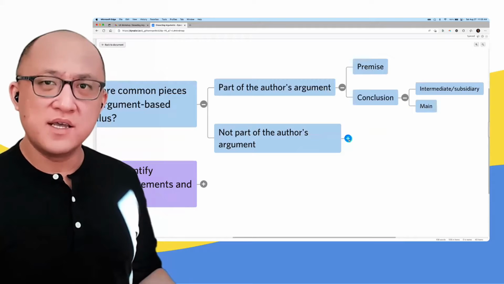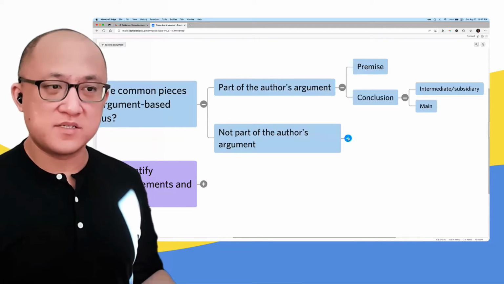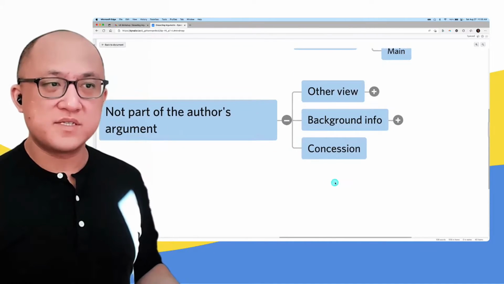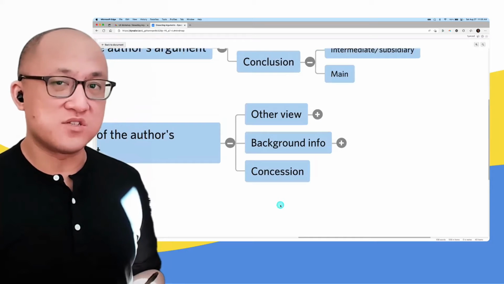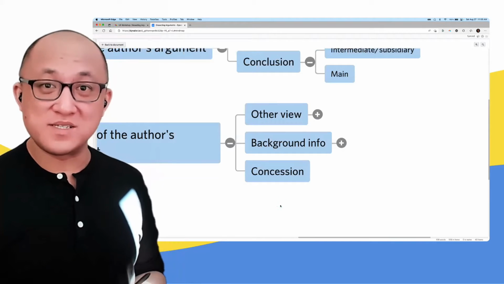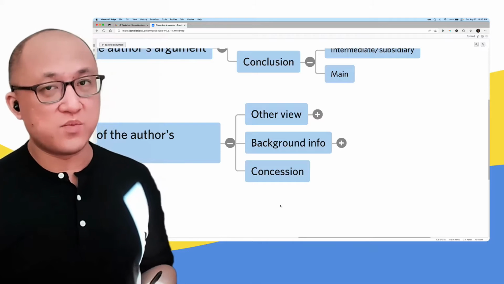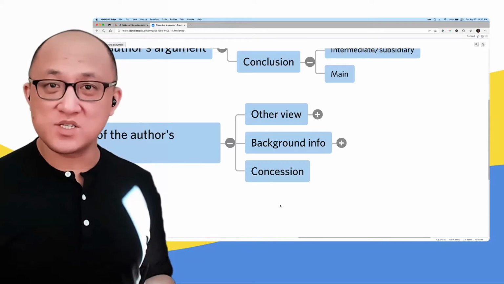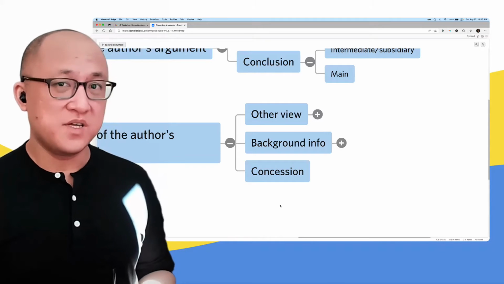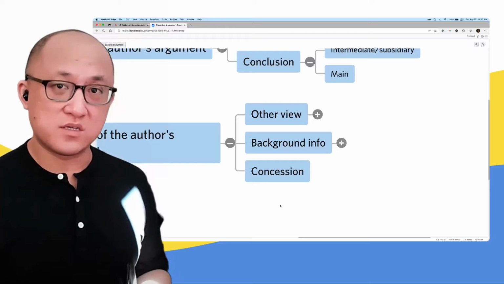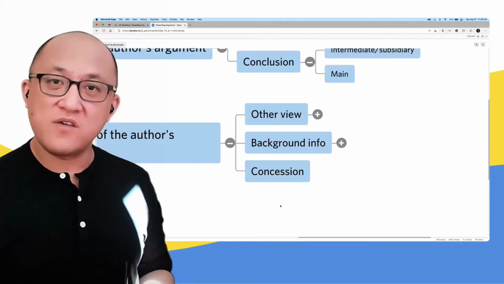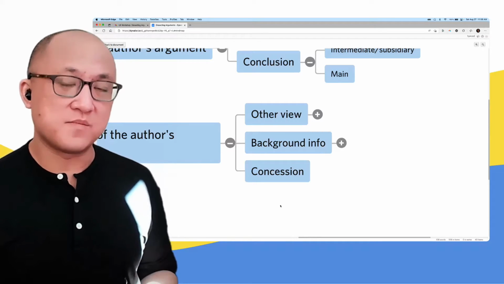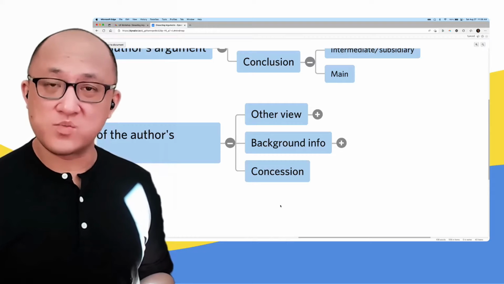But let's talk about things that are not part of the author's argument. And broadly speaking, I think it falls into these categories. First, we have another person's view. You know how a lot of logical reasoning stimuluses start off with what other people think, and then what does the author do? Usually the author rejects what those other people think. Not all the time, so don't assume that they're disagreeing with the conclusion necessarily. But oftentimes they are disagreeing with the conclusion, or maybe disagreeing with an assumption that the first person makes. Maybe they're disagreeing with the first person's premise as well.